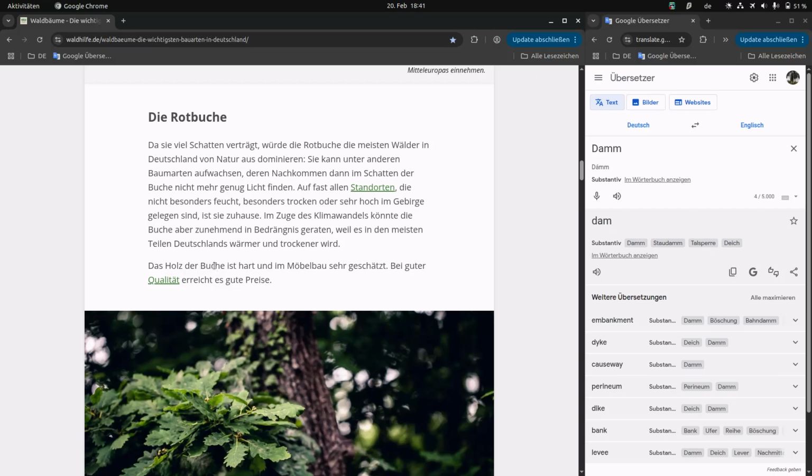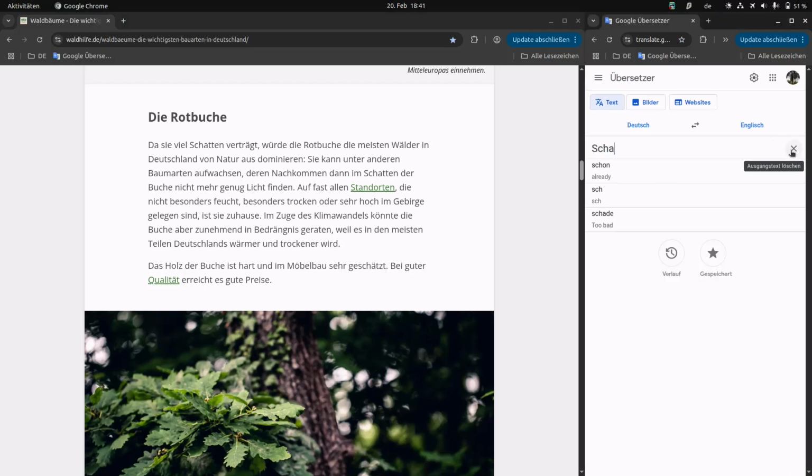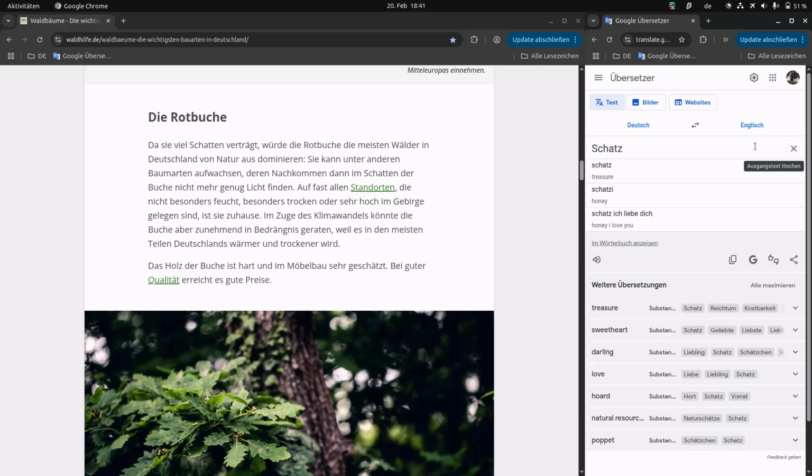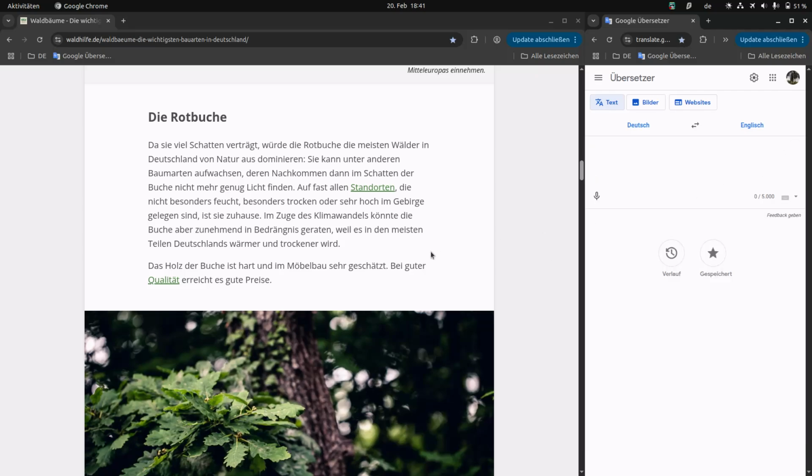Das Holz der Buche ist hart, und im Möbelbau sehr geschätzt, and in the furniture building sehr, very, geschätzt, valued, you could say, because there's the rest of the word Schatz, basically, which means treasure, which is also basically an equivalent to babe or baby in English when talking to your partner. And Schatz or Schatzi also.